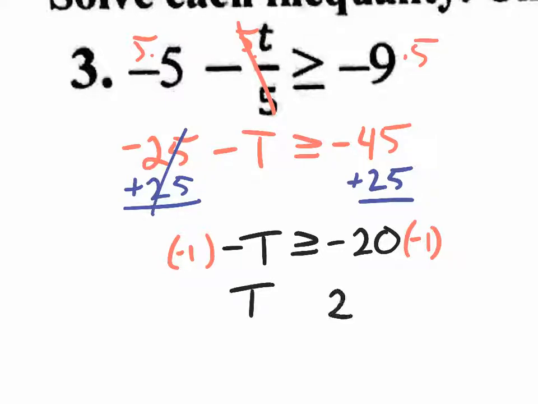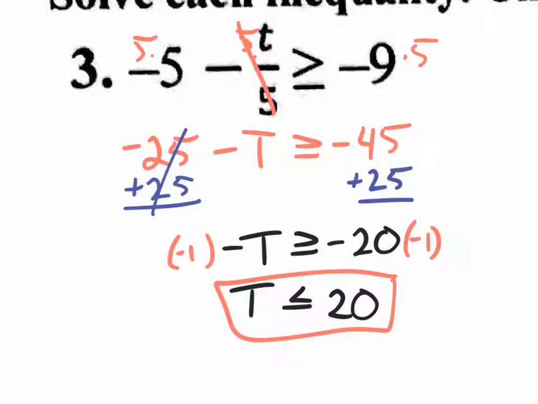I have a positive 20, but what happens with the inequality? You switch it, and why do we switch it? Because we multiplied by a negative on the last step. So there's my answer, t is less than or equal to 20.